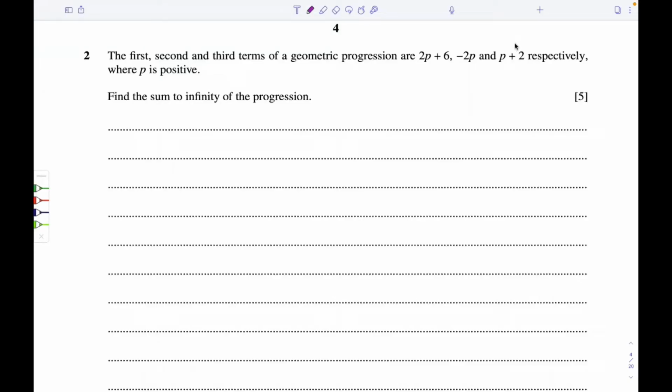In this question, we have three geometric terms, 2p + 6, −2p and p + 2, where p is positive. We have to find the sum to infinity of the progression. Now, what we know about the common ratio of a geometric progression is that to find it, we divide two consecutive terms, meaning we can divide the second term by the first term, or R could also be the third term divided by the second term, or the fourth term divided by the third term. What we need to understand is that it will always be two consecutive terms dividing each other.